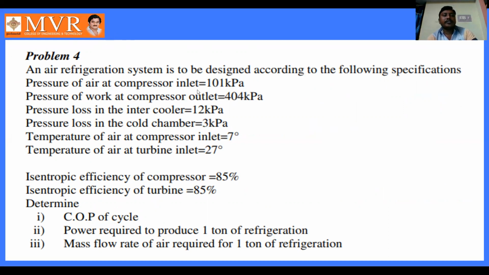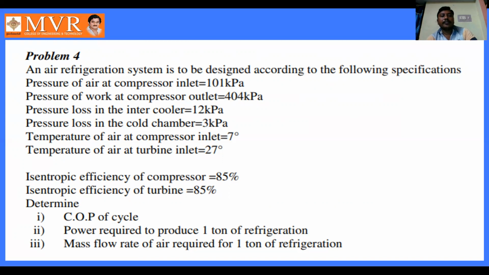The specifications are given for compression at the compressor and at the intercooler, with temperatures and pressures. Pressure of air at compressor inlet is 101 kilopascals, and pressure at compressor outlet is equal to 404 kilopascal. Pressure loss in the intercooler is 12 kilopascal. Pressure loss in the cold chamber is 3 kilopascal.